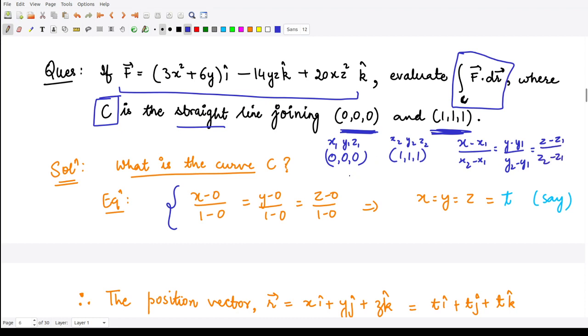So here, using these values, we can write this equation, and when you solve this you obtain x is equal to y is equal to z. And since all three of these are equal, I can call this equal to some other variable t. Why I am calling this t, you will see in a moment.